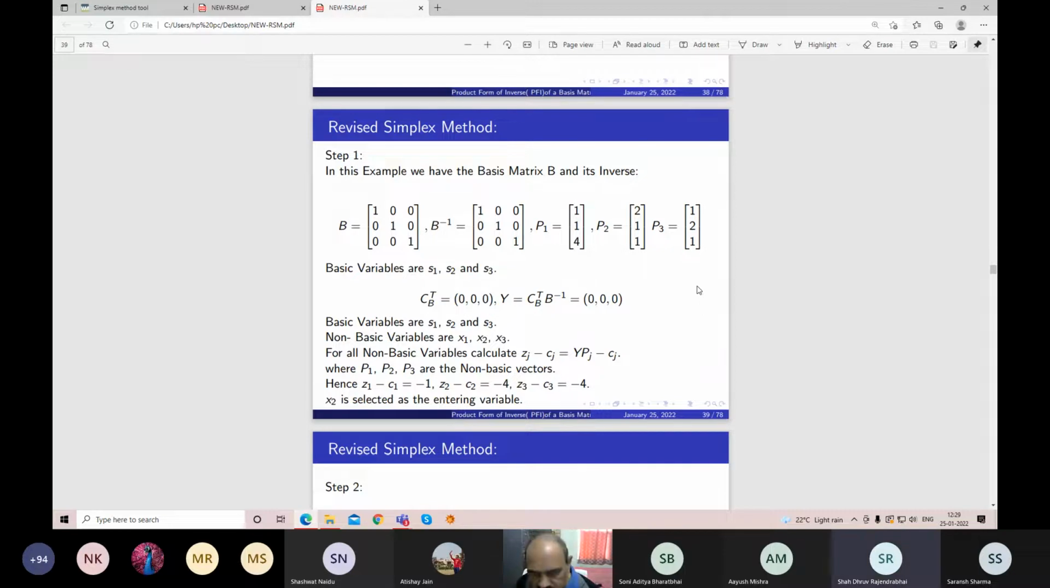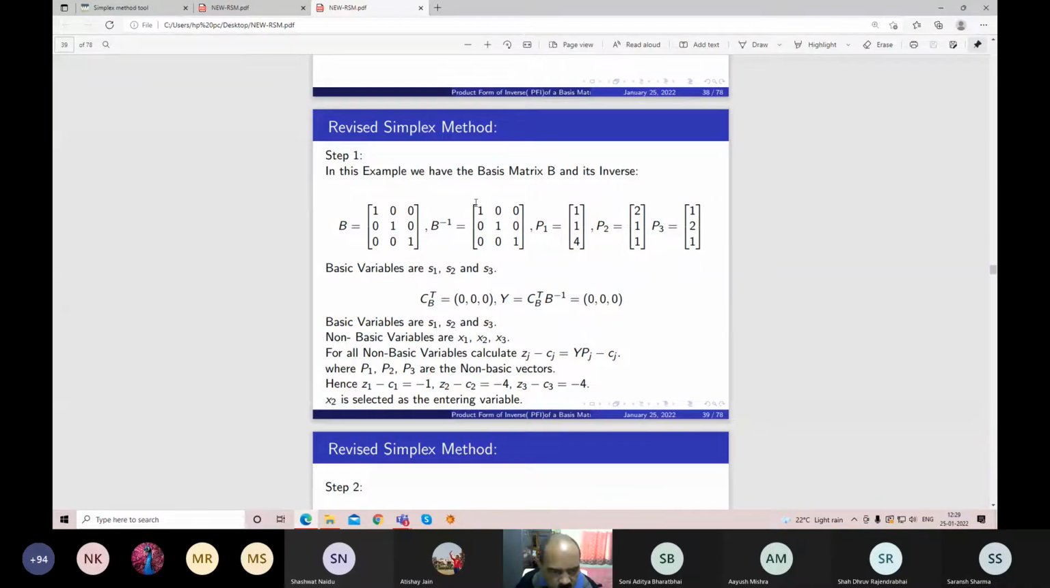P2. Yes, sir. Either P2 or P3. If you are considering x2, then it is P2. If you are considering x3, that is P3. So with respect to x2, there is an entering vector: P1, P2, P3. So P2 is the entering vector. Please remember. So now we have the entering variable.